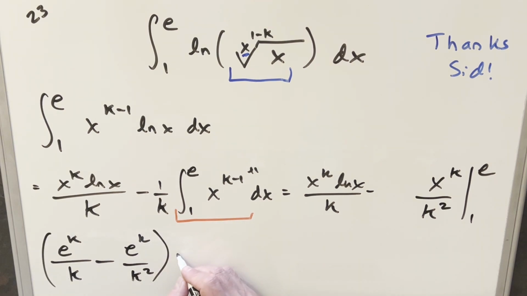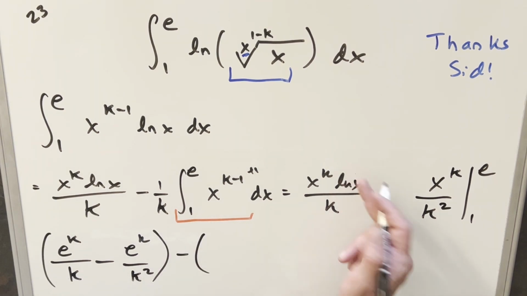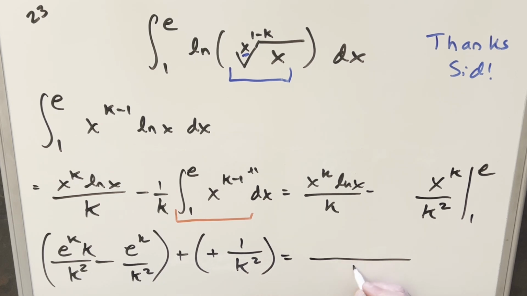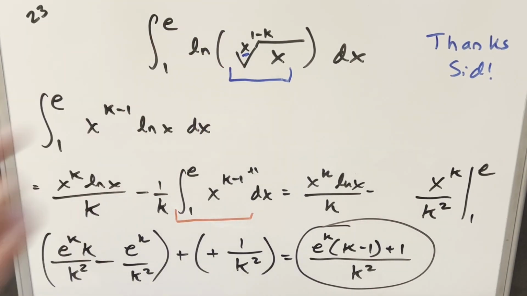Then for the next part, plugging in 1, when you plug 1 into natural log, that's going to be 0, so this whole first part goes away. Then here we're going to have a minus sign, and 1 to the k is just 1 over k squared. Minus times minus is plus. Let's get a common denominator so everything has a k squared in it. If I multiply by k over k here, I can put this together with a common denominator of k squared for everything. Factoring out an e to the k, we have e to the k times k minus 1, plus 1, all over k squared, and that's it. Pretty unique problem, having x to the 1 minus k in the root.